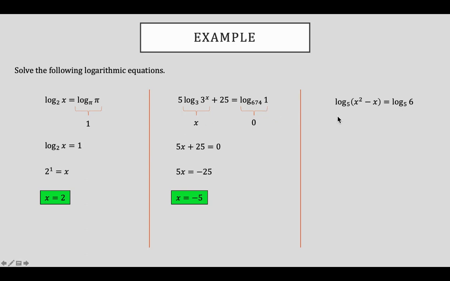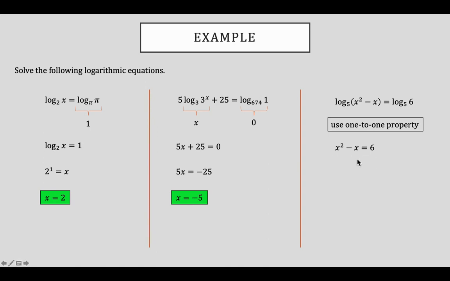Here we have log base 5 of x squared minus x is equal to log base 5 of 6. The cool thing about this equation is that we have two logs set equal to each other with the exact same base. Notice that both of these logs have a base of 5. Because both of these logs have a base of 5, we can use the one-to-one property to solve. Remember, log base a of x equals log base a of y if and only if x is equal to y. In other words, x squared minus x must be equal to 6.